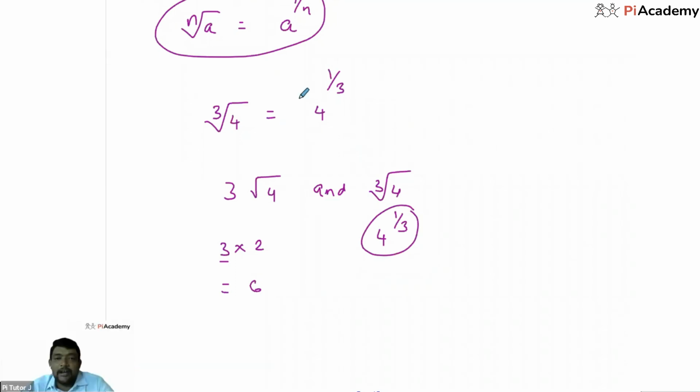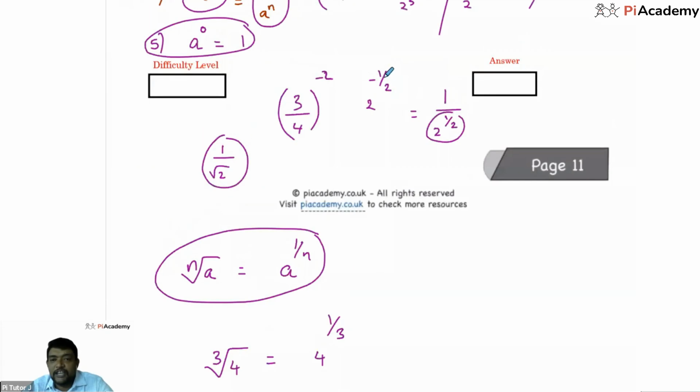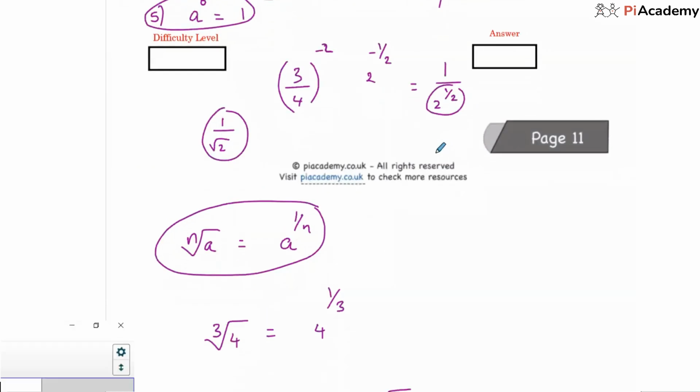So basically, if you have 2 to the power of -1/2, you can write it as 1/2 to the power of 1/2, which is 1/square root of 2. Okay. If you're clear with that, let's go to the next question. Shall we go to the next question, guys?